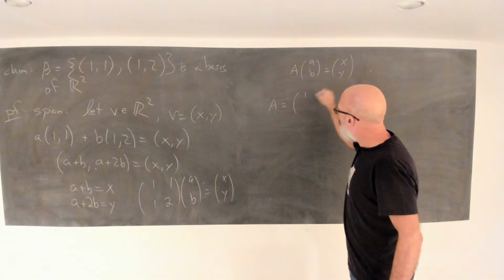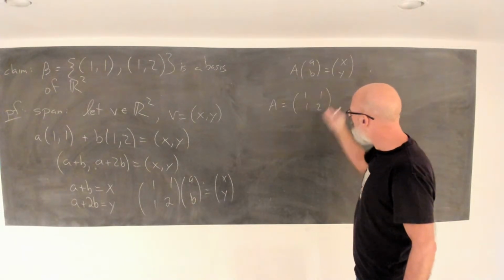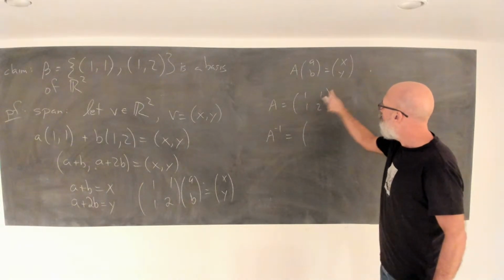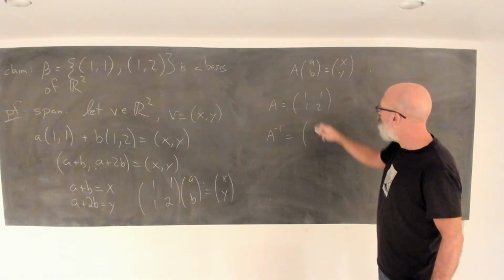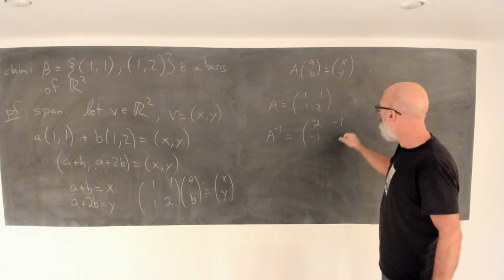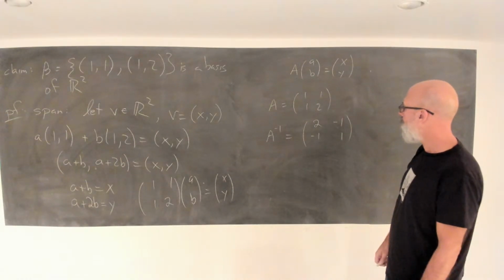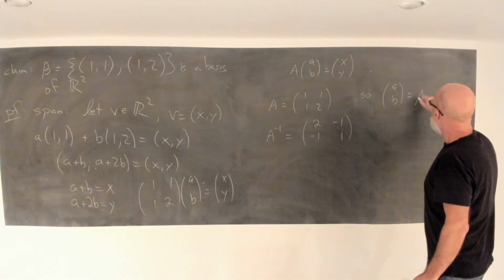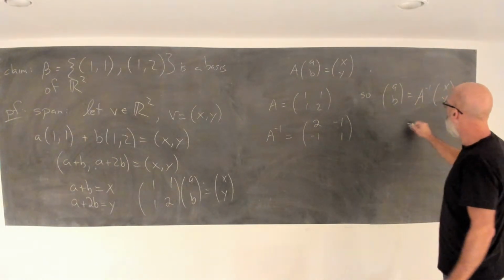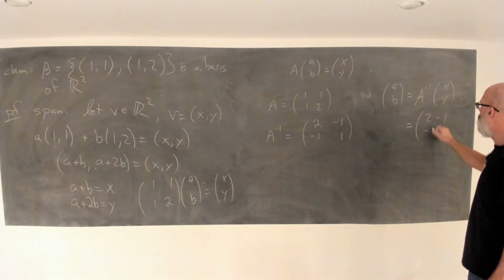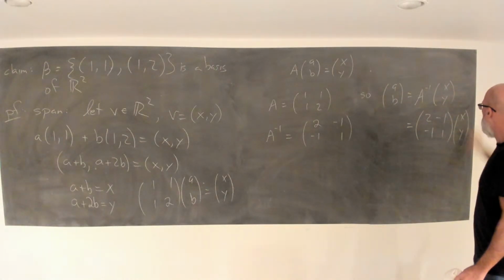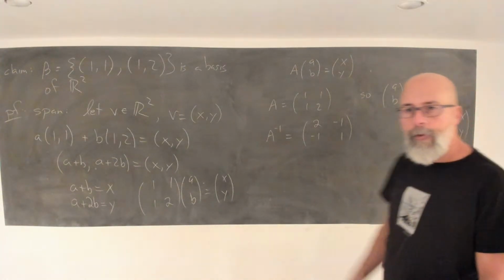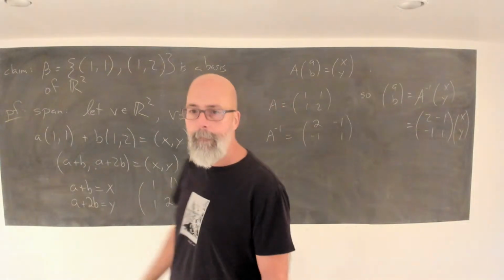But A, which is this matrix, is invertible. Its determinant is 1, so 1 over the determinant times [2, -1; -1, 1]. So AB, which is A inverse XY, and there you have it, you've solved for A and B. There's always a solution. This proves span.